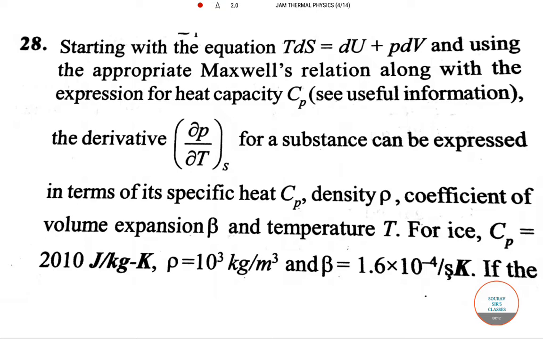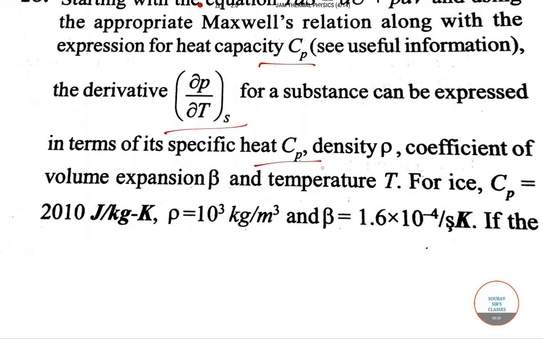Here the equation is TdS equals dU plus PdV, and using the appropriate Maxwell's relation along with the expression for heat capacity Cp, the derivative del P del T at constant S for a substance can be expressed in terms of heat capacity Cp, density rho, and the coefficient of volume expansion beta, and the temperature T. Cp, rho, and beta are given.